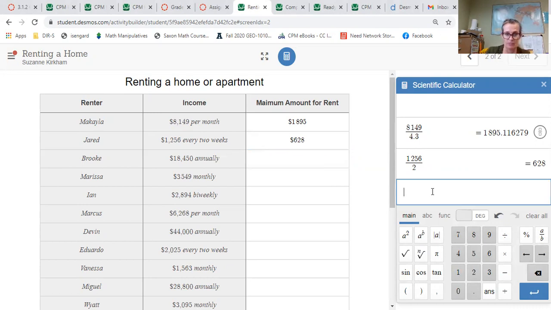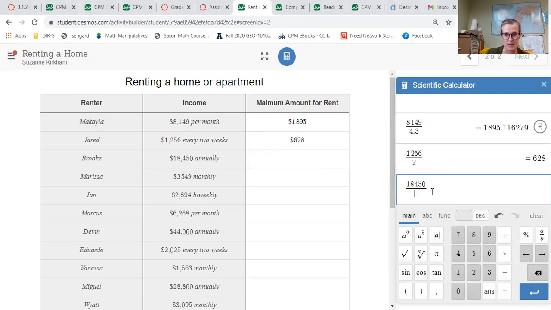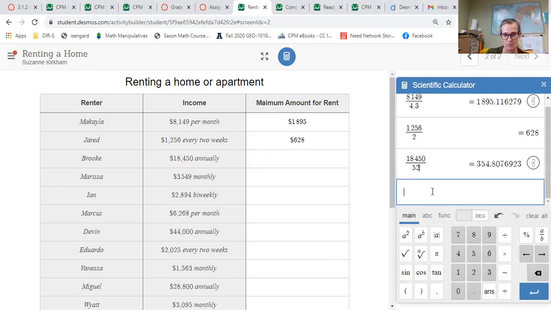$18,450 annually. All right, so annually, how many weeks are there in a year? There are 52 weeks in a year. So I take 18,450 and I divide it by 52, and I get 354.80. So I can round that up to $355 per month.